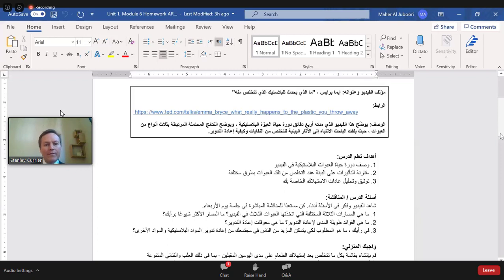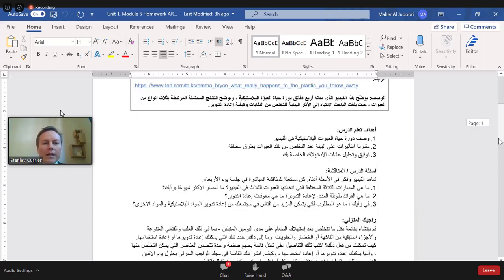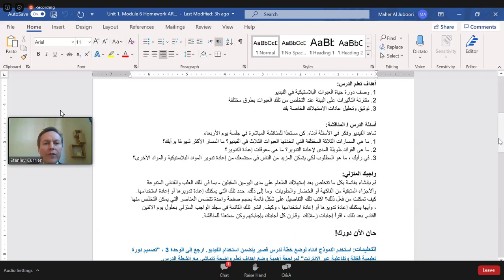In the video, students are asked to follow the path of 3 different bottles and the fate of these bottles in their life cycle. The homework asks students to reflect on and analyze their own consumption habits with materials such as plastic.